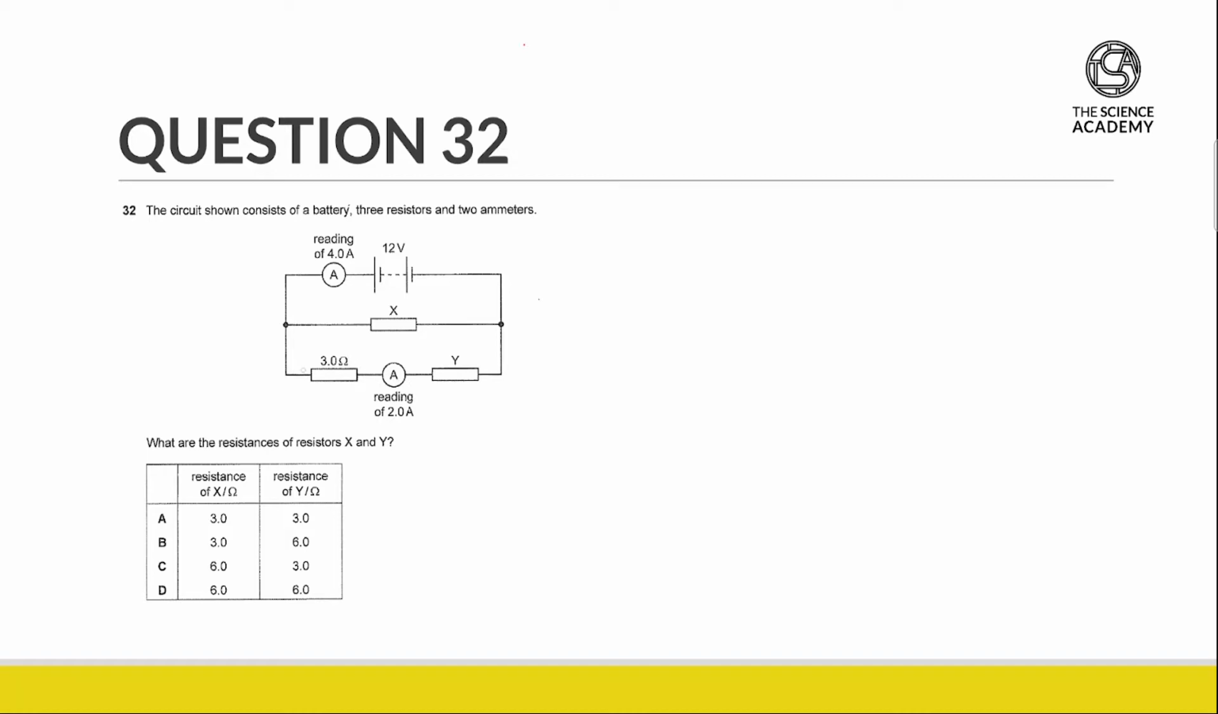We are told that 2 amperes flow down this path, but since this is a parallel configuration, we know that 2 amperes come down here as well. So we have 2 amperes on top, 2 amperes below.